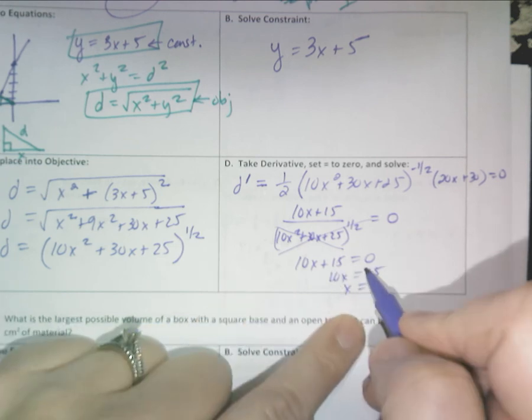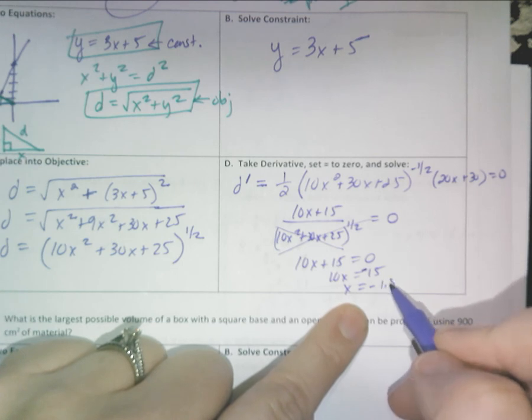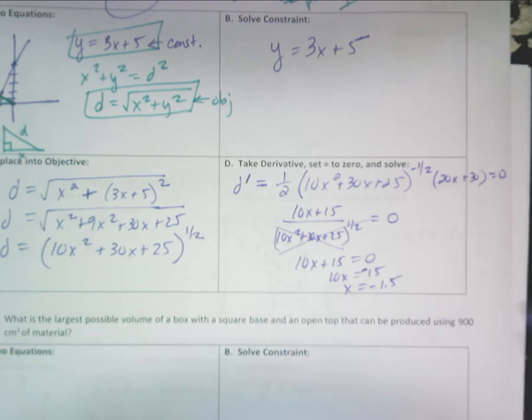Yeah, oh, you're right. Thank you. Ooh, you saved me there. Negative 3/2 or negative 1.5. Where would the y value be then? Because this is a coordinate. Remember, we're finding the point.